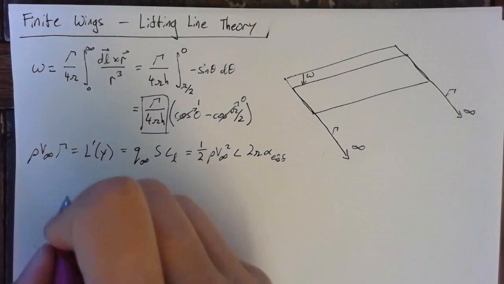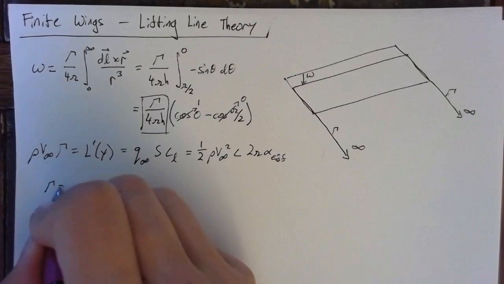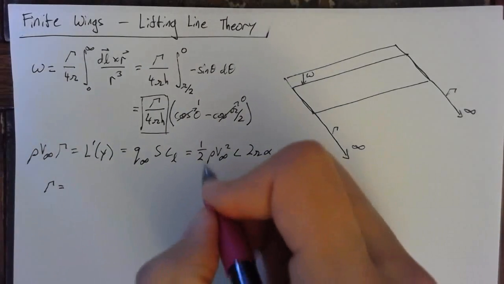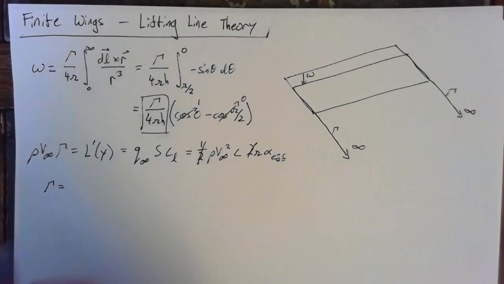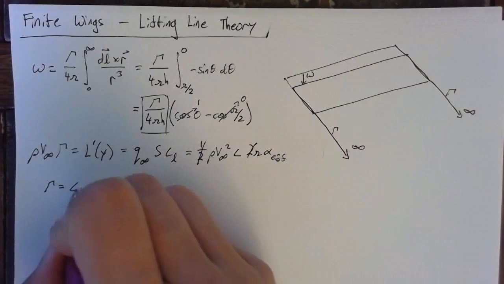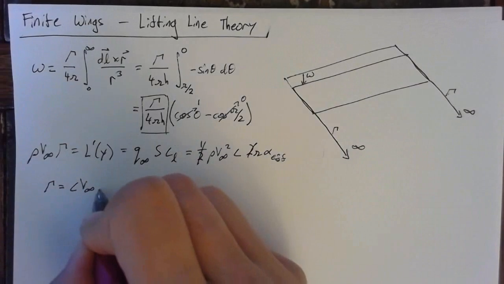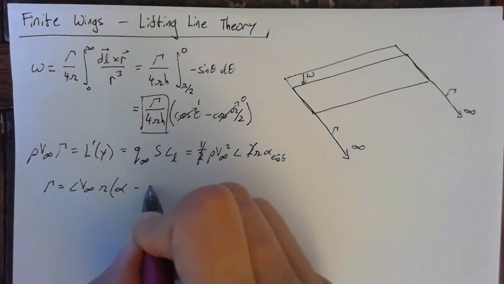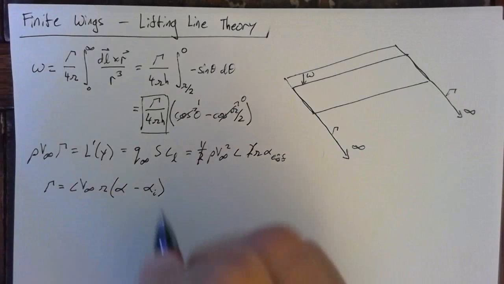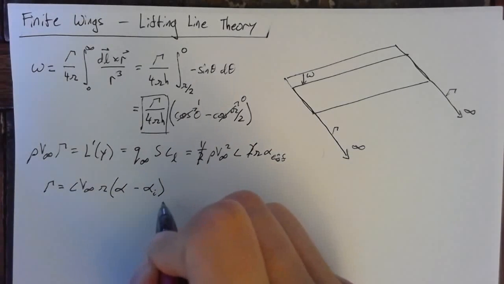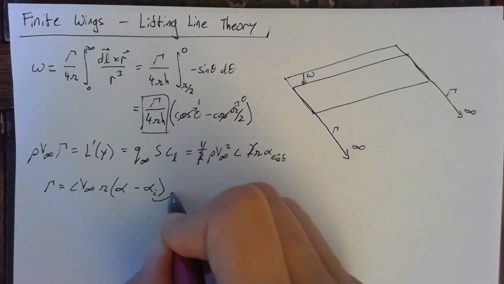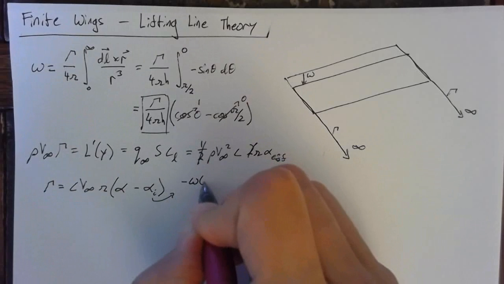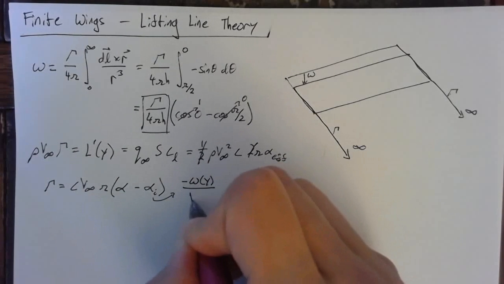All right, let's simplify this out a bit. We're just going to take gamma is equal to all this nonsense divided by rho v infinity. So let's simplify. 1/2 cancels with the 2, and so we end up with c times v infinity times our pi times alpha effective. And we can write alpha effective as alpha minus alpha induced. And this alpha induced is where our downwash comes in. So our alpha induced is going to be a negative downwash as a function of y divided by v infinity.